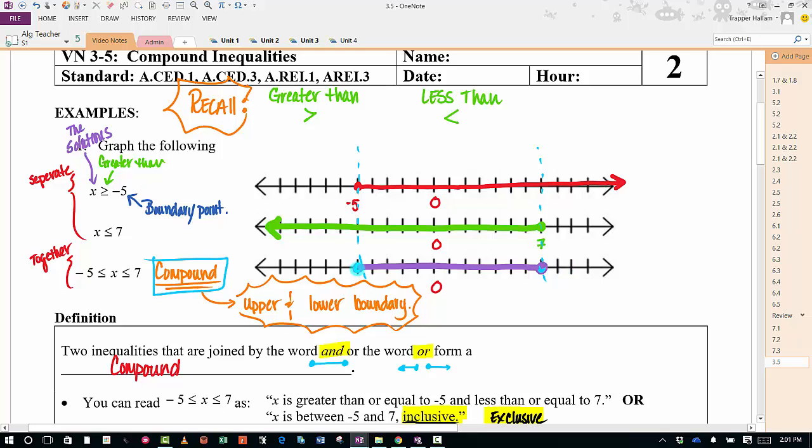It has a lower boundary that we have to pay attention to and an upper boundary, and we can write them together. We put the value of x in the middle, our solutions, all the possible values that could make this inequality true, and they're going to range and include, in this scenario, both -5 as the low boundary and 7 as the high boundary, or the upper boundary.